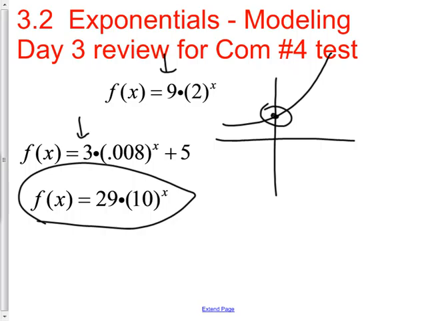29. And how about the growth or decay? Growth. What percent growth? 900% growth. Because this would be 1 plus 9. Yeah, move the decimal a couple of spots. 900% growth. All right, moving on.